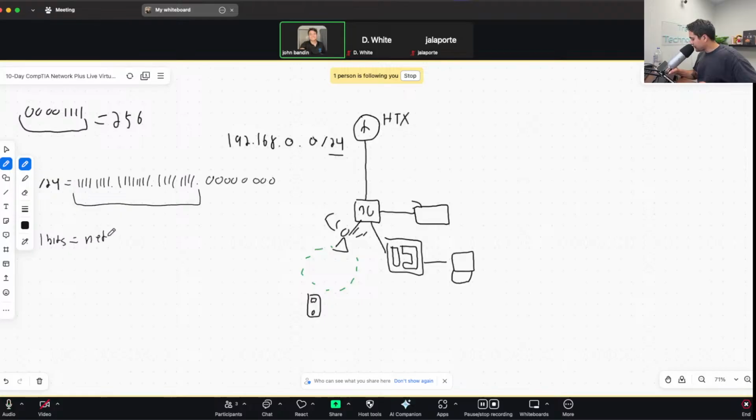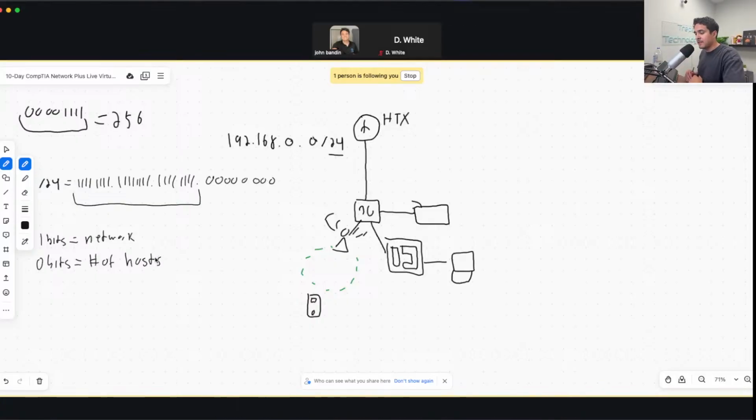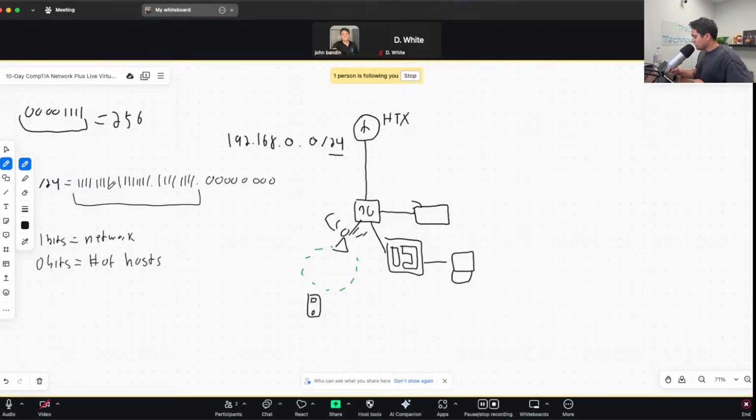equal our network. It defines our network, okay? And then the 0 bits equal the number of hosts we can have. Now, stay with me, I know it might be a little boring. So /24 means we have 24 network bits. If I convert this to dotted decimal, that's 255.255.255.0. And then these zeros here represent the number of hosts.